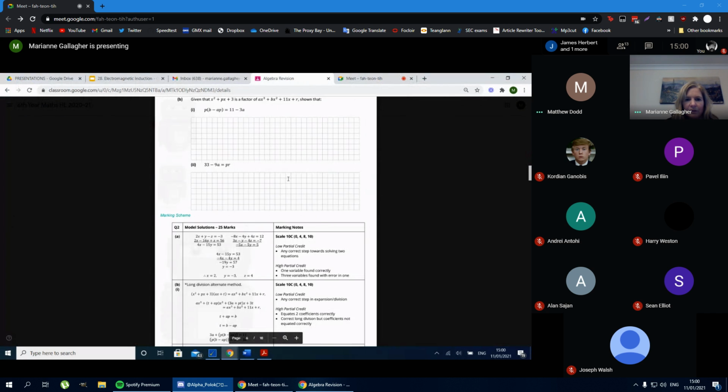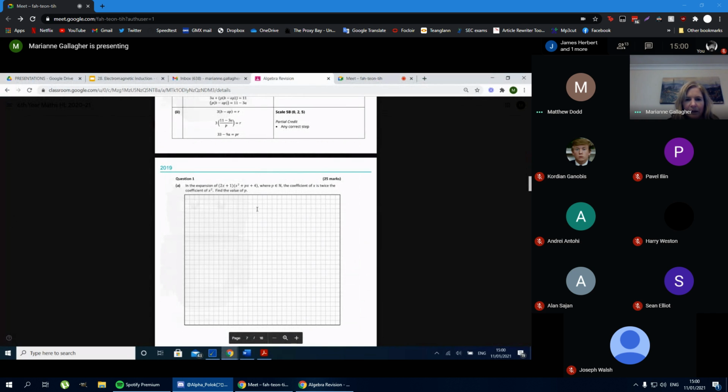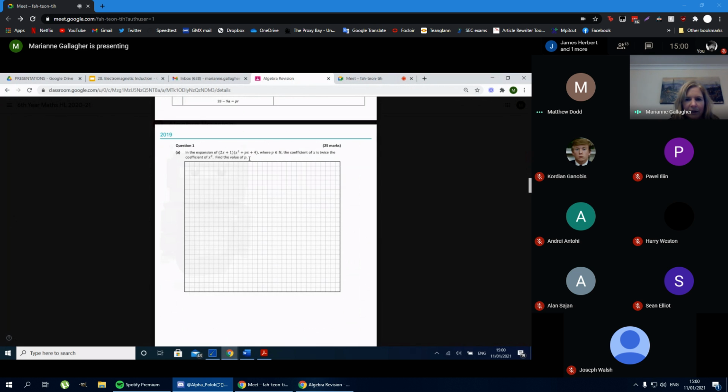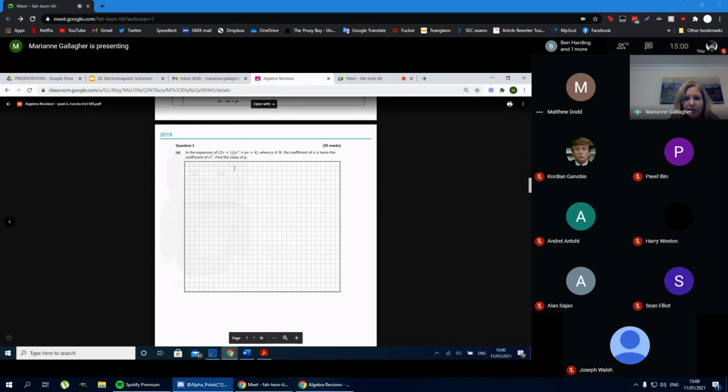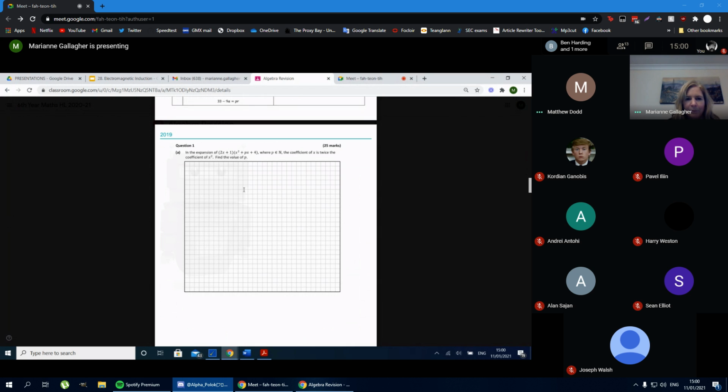So that's that one. Any other ones you want me to do? This is the binomial expansion. Well, actually, that's not binomial expansion. It's just multiplying out. So with this one, you just multiply it out, and then you find the coefficient of x and the coefficient of x squared, and let them be equal to each other, and you'd be able to figure out P.